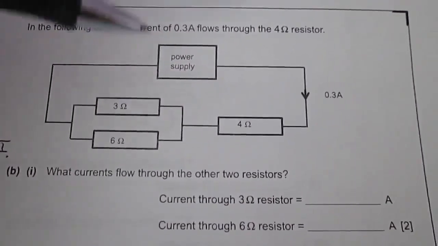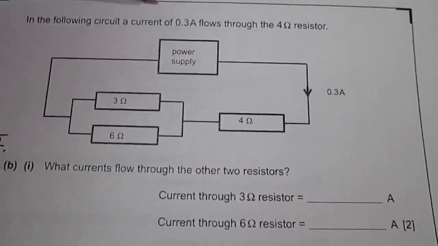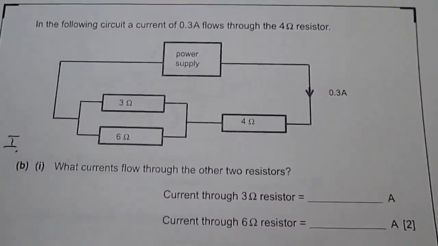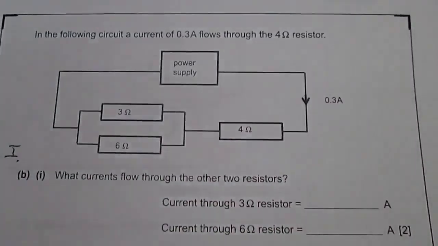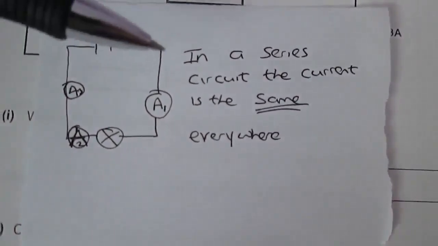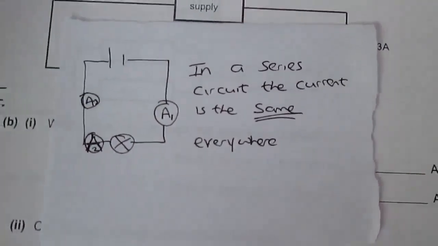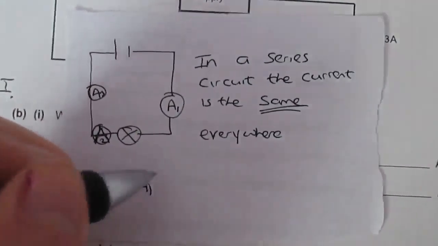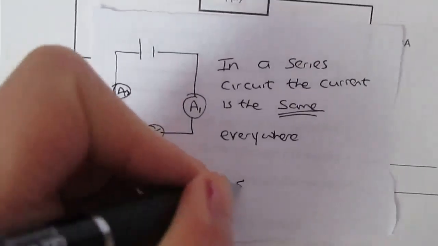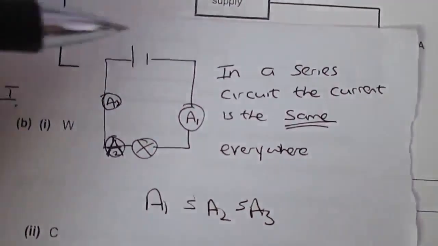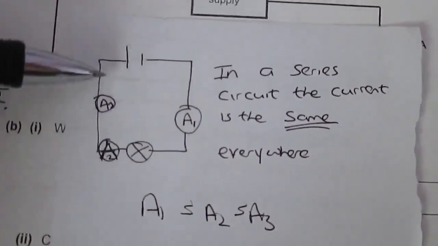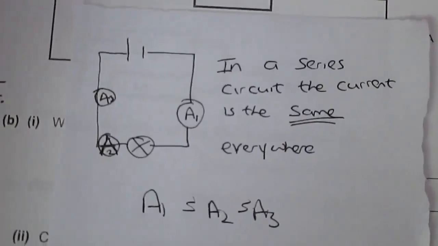Okay, now just to go over our rules about current and voltage and things like that, because you do need to know them. So this is obviously series. In a series circuit, the current is the same everywhere. So the current here at A1 is equal to the current at A2 is equal to the current at A3. A series circuit is just where there's one path of electricity flow around. So the current anywhere on that series circuit is the same.